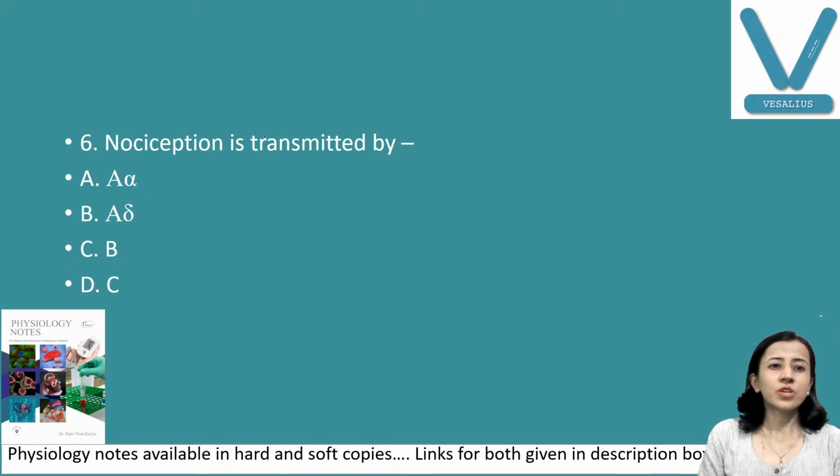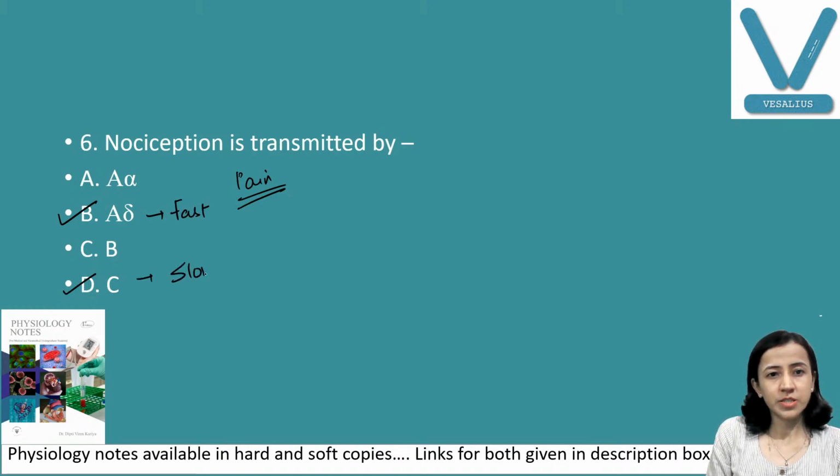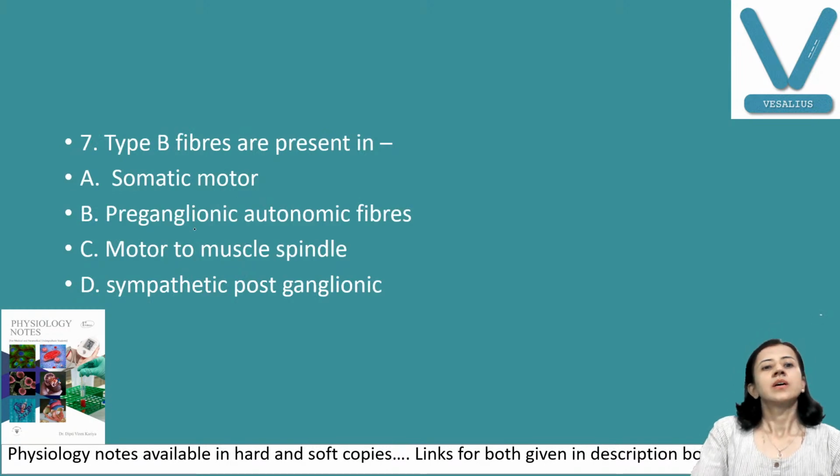Nociception, that is pain sensation, that is transmitted. Here two options are there: A delta for fast pain and C fibers for slow pain. Fine. Next, type B fibers.